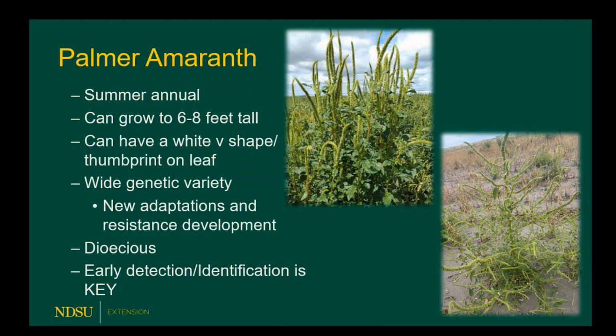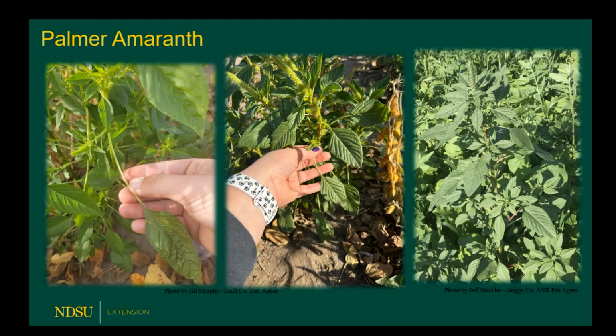There's new adaptations and resistances that are developing throughout the state and throughout the United States. And they're also dioecious with male and female plants. And then also early detection and identification is key on this one as well. You'll also notice the long petiole right here. If you fold it here, it'll be longer than the leaf. With water hemp, it'll be shorter than the leaf if you fold this petiole.